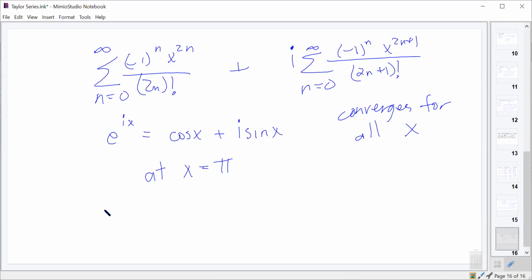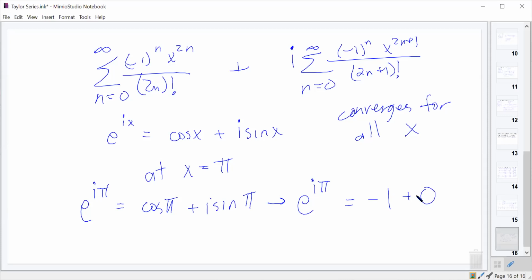And so that will give us e to the i pi equals cosine pi plus i sine pi, which will tell us that e to the i pi equals, what's the cosine of pi? -1. And what's the sine of pi? 0. Zero times anything is 0. Or effectively, what's known as Euler's identity, e to the i pi plus 1 equals 0. The single most beautiful mathematical expression ever invented.